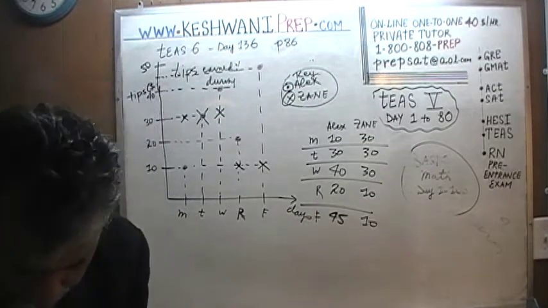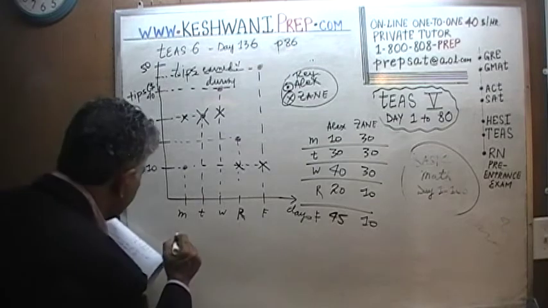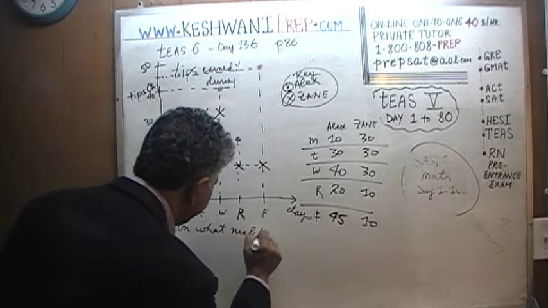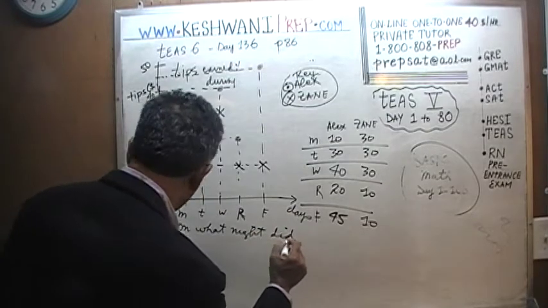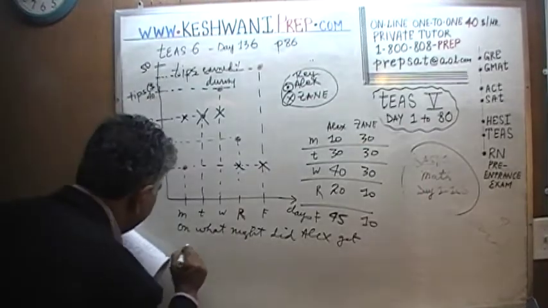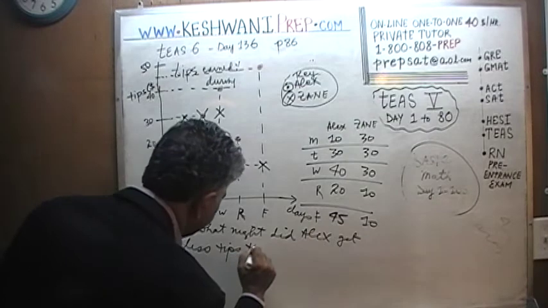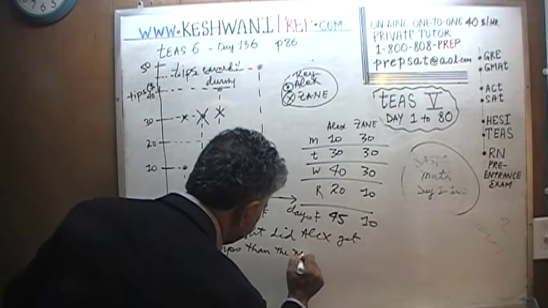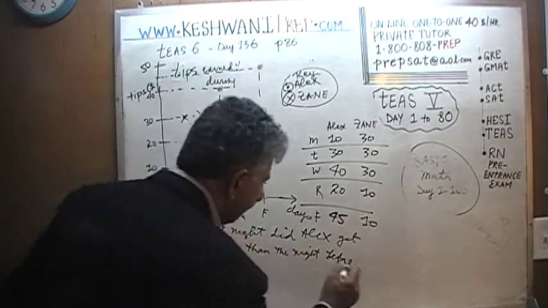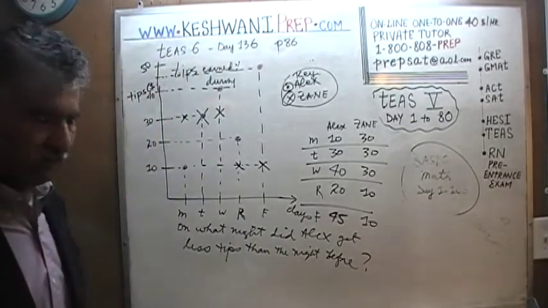The first question says, on what night did Alex get less tip than the night before? Clearly the answer can never be Monday, because there is nothing before Monday. So the story is going to begin with Tuesday.